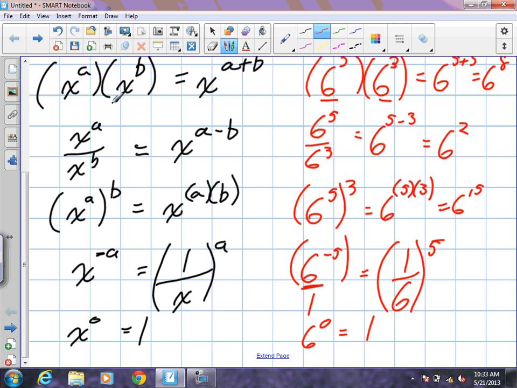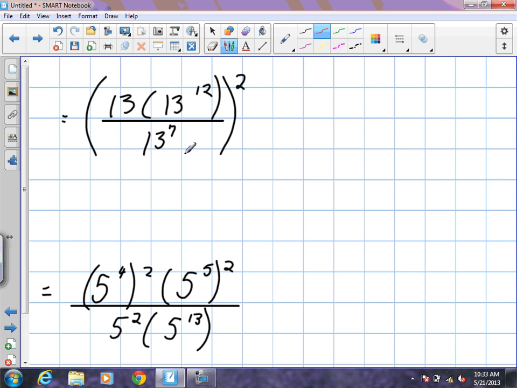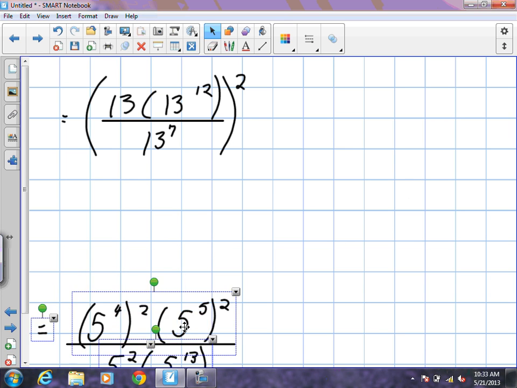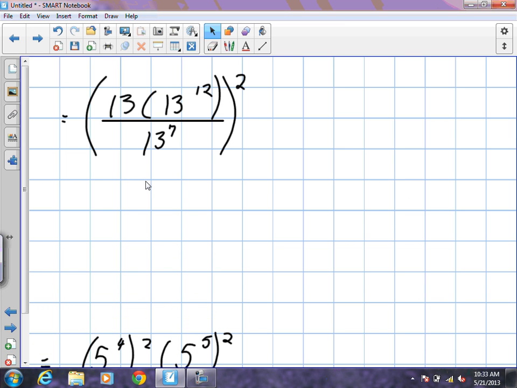So let's go through two difficult examples here. I'm probably going to need a little more room than that. Let's move that down a bit. In our first example, when going through the simplifying, we always want to use BEDMAS, okay? So we look into the innermost bracket, 13 to the power of 12. Well, we want to simplify.